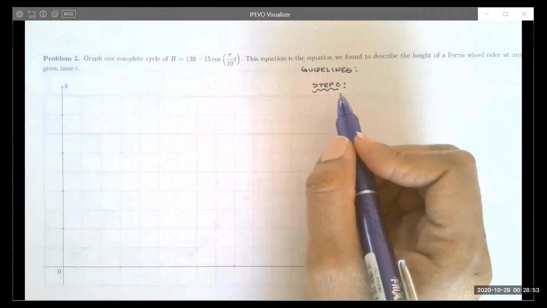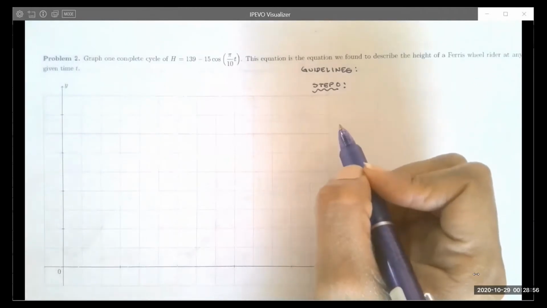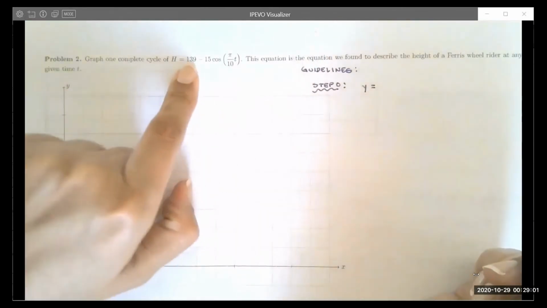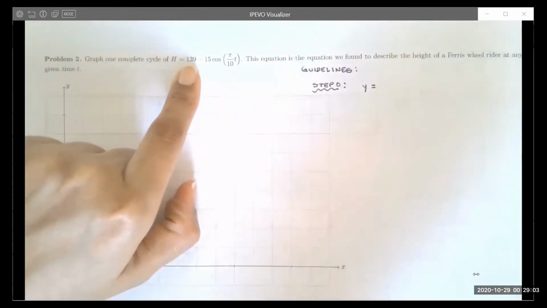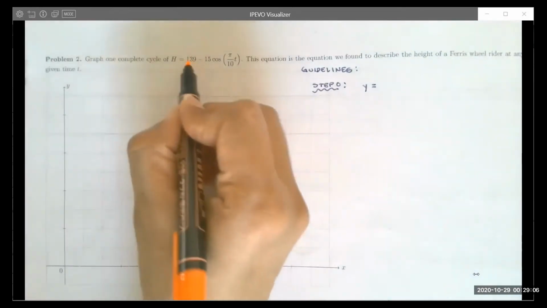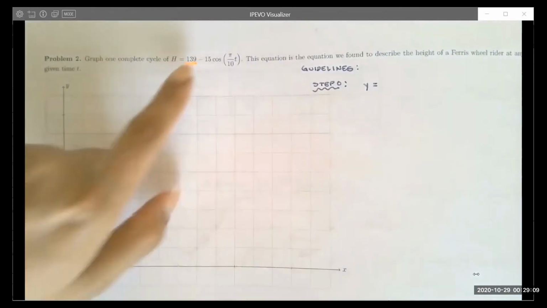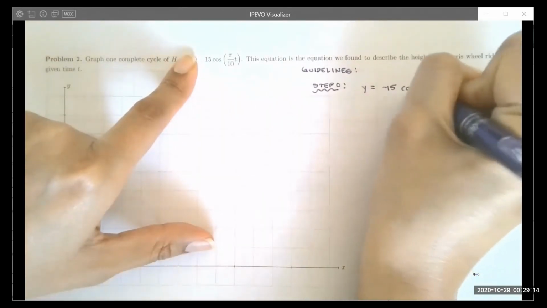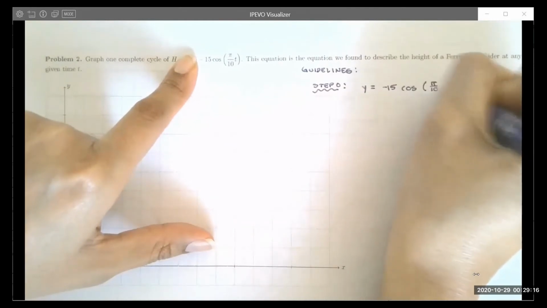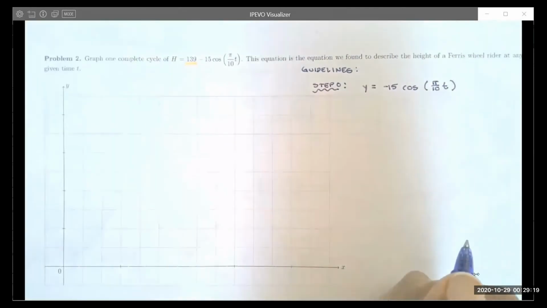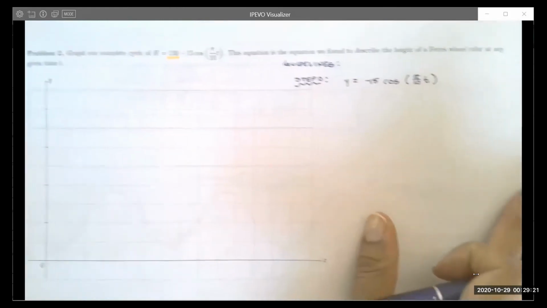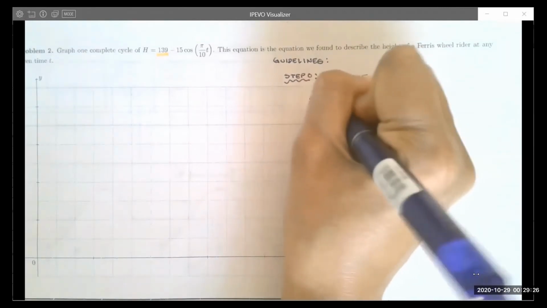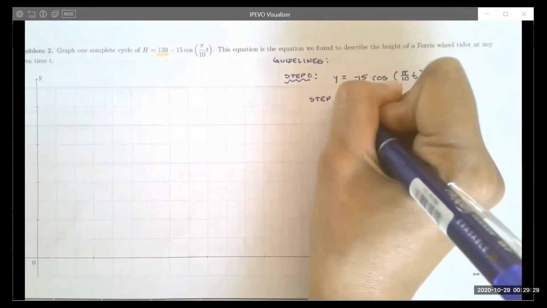So the very first step that you want to take, which I'm going to call step 0, is to only consider the equation that doesn't have the constant term in it. Here the constant term is 139. I'm going to ignore it for now and pretend that I only have the negative 15 cosine of pi over 10t. All right, and so we then focus on the important x values that are associated to that graph.